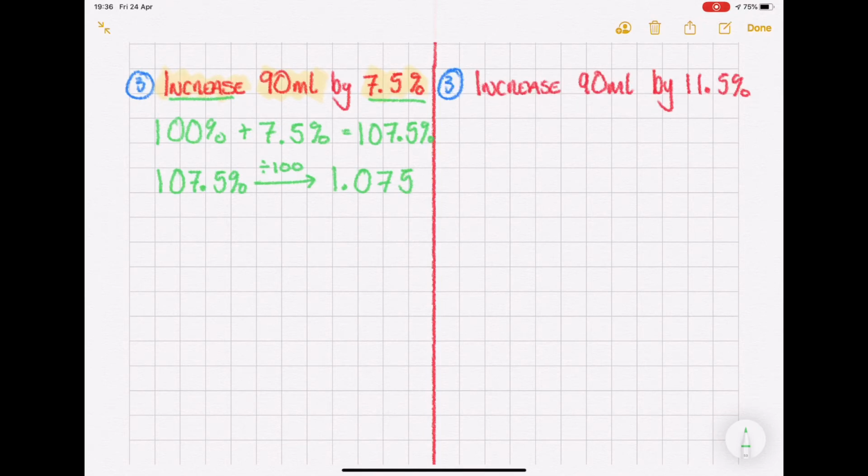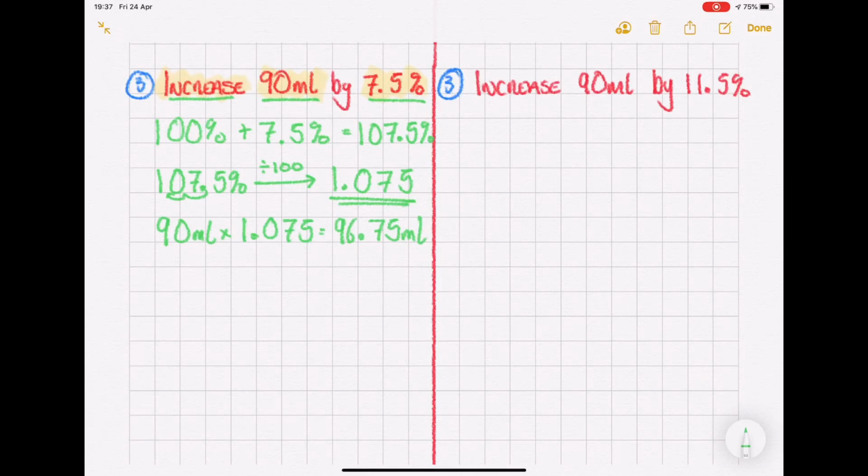1.075, because we need to move this decimal place up 2 positions to the right, up to there. Okay, so now we have our multiplier. Good. Let's take our amount, so 90 millilitres, and times that by 1.075. If we do that on a calculator, 90 times 1.075 gives us 96.75 millilitres.